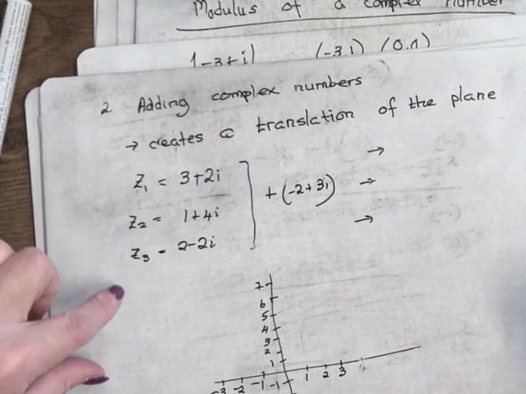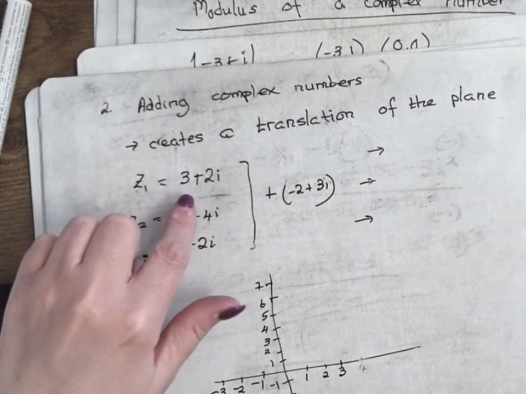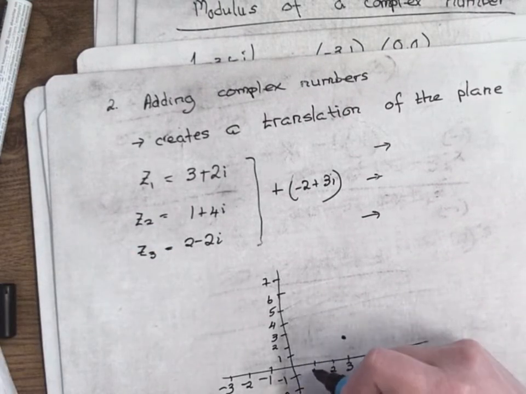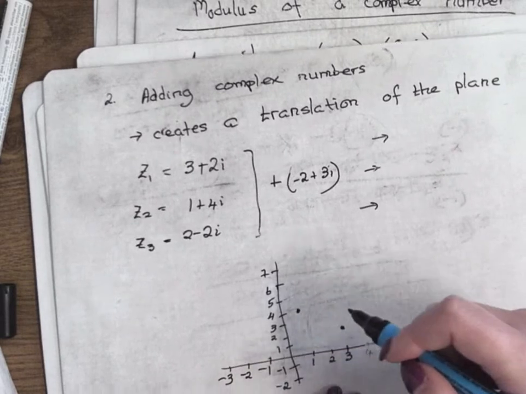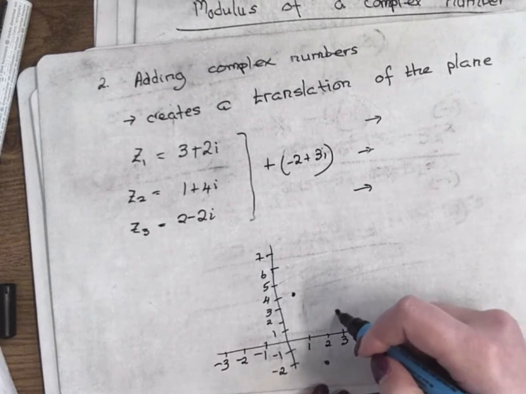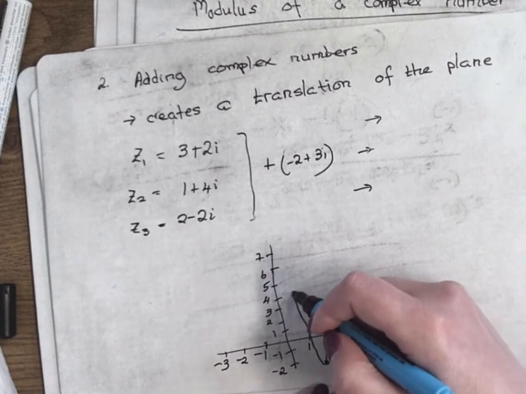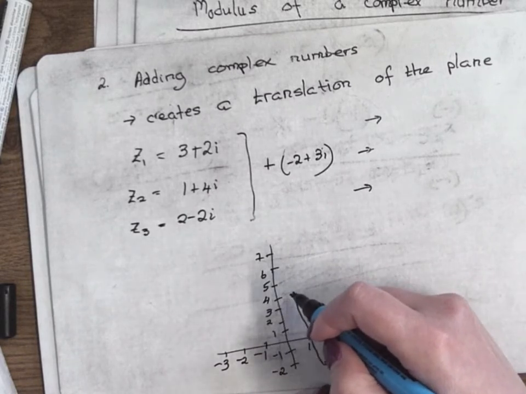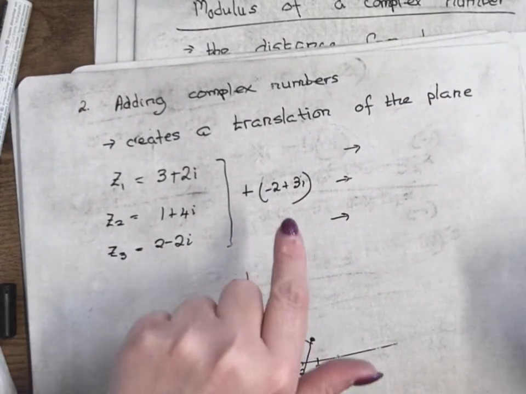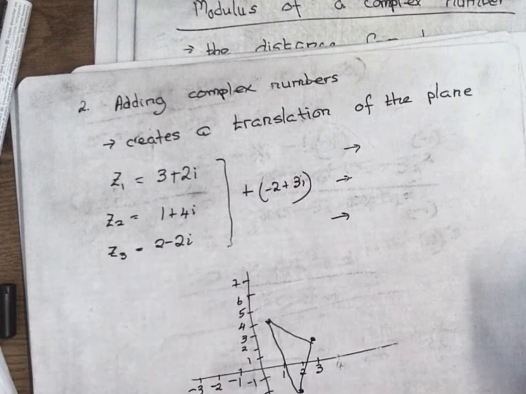And I took three complex numbers because I just want to show you what happens. So three complex numbers, I took 3 plus 2i, so 3 plus 2i starts here. 1 plus 4i is across 1 up to 4. And 2 minus 2i is across to 2, down to minus 2. They are my three starting points. And I'm just going to join them together to make a triangle. Because I just want to show you what happens to the starting points if you add the same complex number to each one. So I just said, I'm going to add minus 2 plus 3i. Okay, so I'm going to add minus 2 plus 3i to each one.